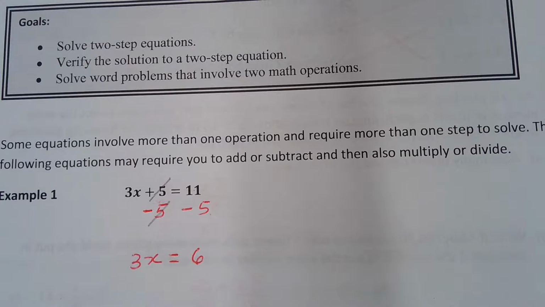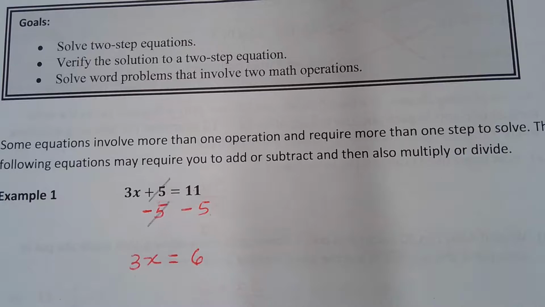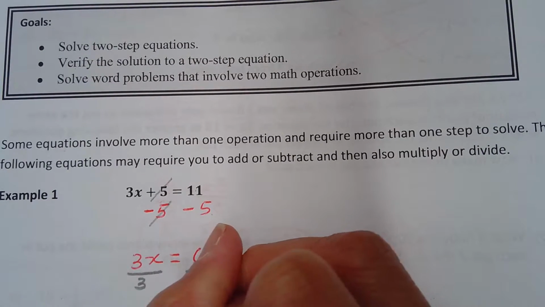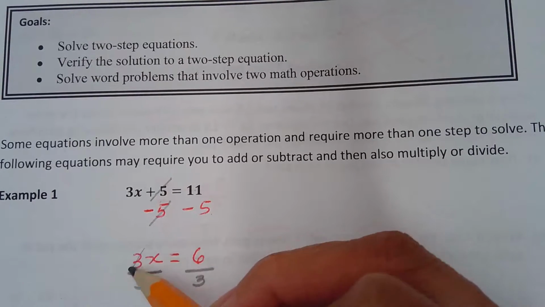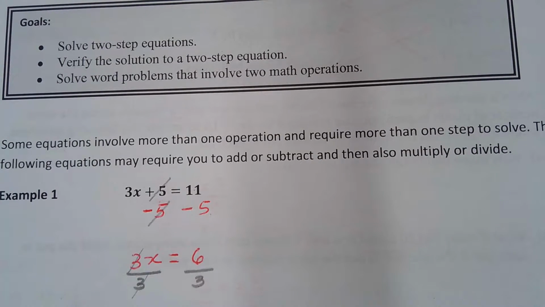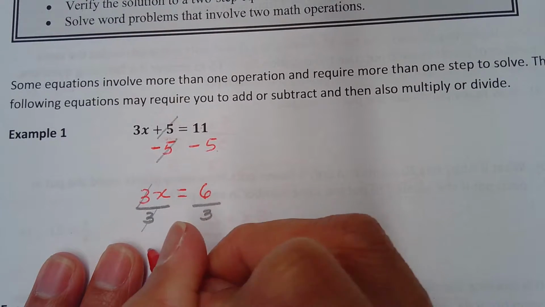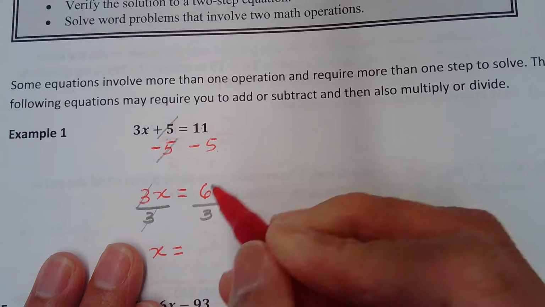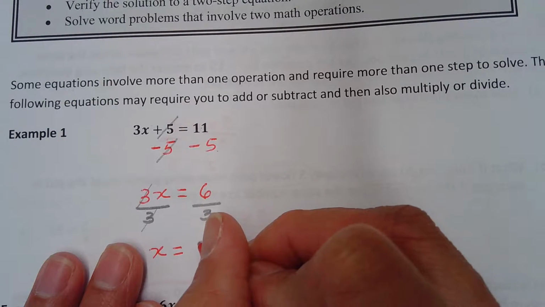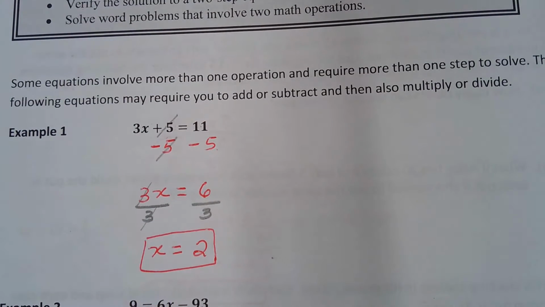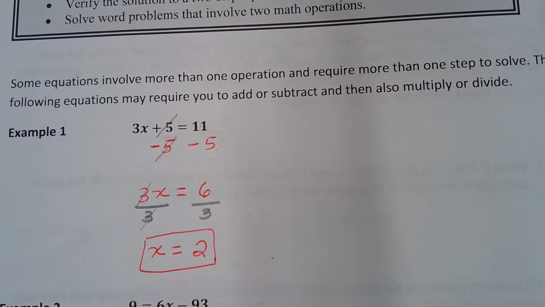Because this is multiplied, we're going to do the opposite, which is divide. So we're going to divide by 3. What you do on one side, you do on the other. So 3 cancels 3. What remains on the left side is x, equals what remains on the right side, 2. Okay? So x equals 2.